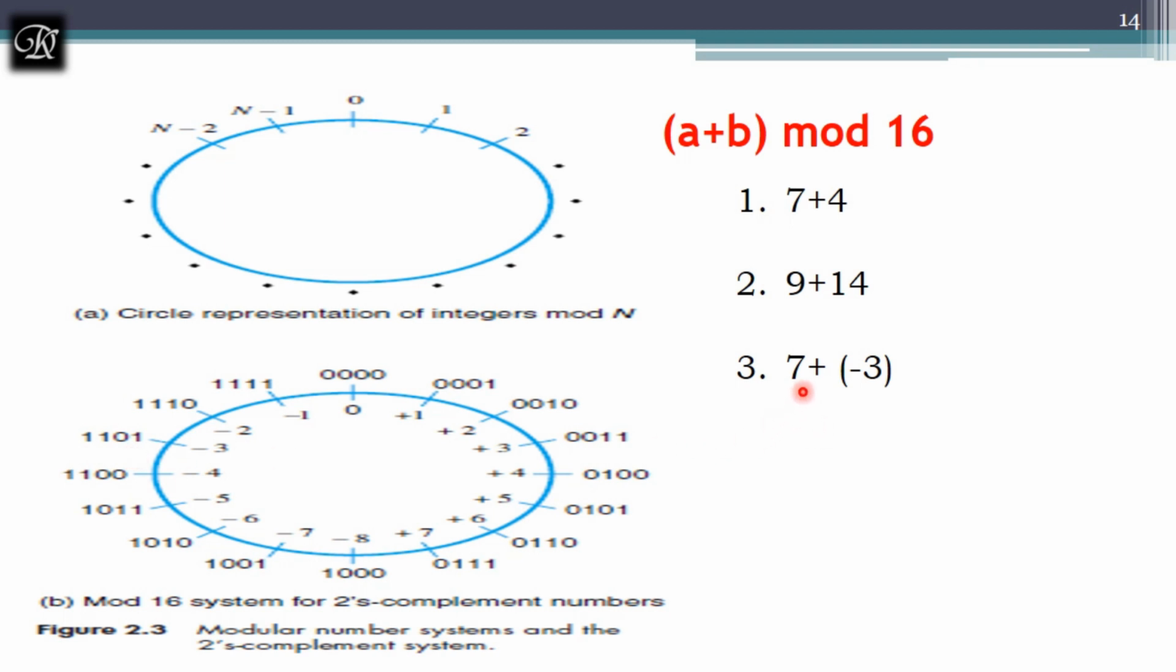Now for 7, add 13. Where is 7? Here, add 13. 1 2 3 4 5 6 7 8 9 10 11 12 13. You can check, the answer is 4, positive 4. When you add positive 7 with a negative 3, the answer is positive 4. The answer is correct. This is how we use the standard rules to perform addition and subtraction under the mod system.